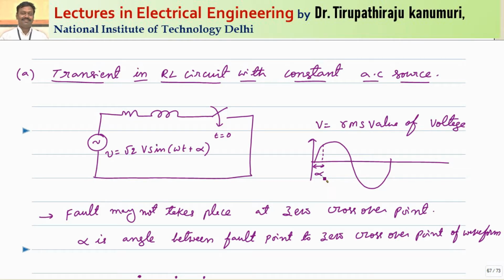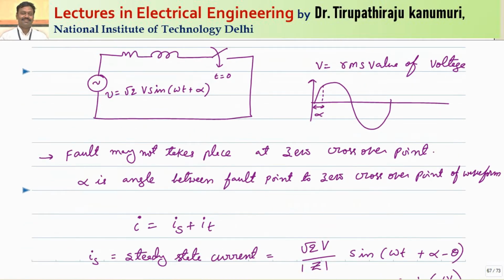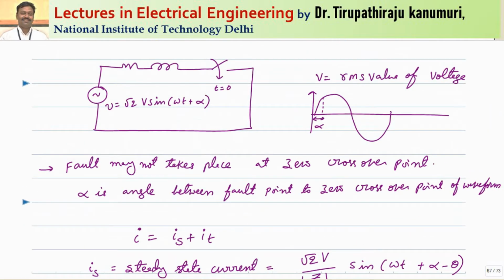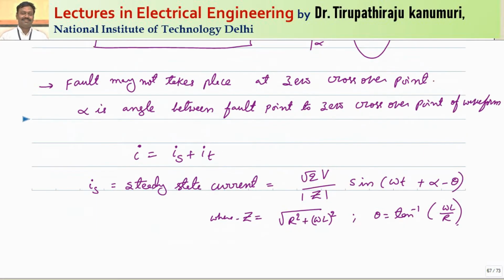Alpha equal to 90 degrees means the switch is closed at the instant when the source voltage is maximum. If alpha is equal to 0, the switch is closed at the instant when the source voltage is 0. Now if you want to analyze the fault conditions, that means when the switch is closed or a sudden short circuit happens, how will this RL circuit behave?